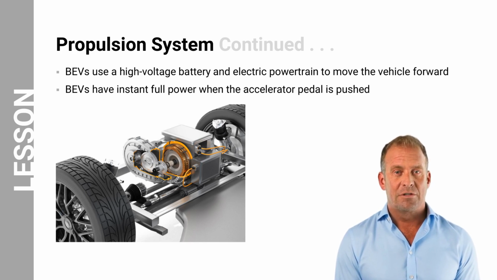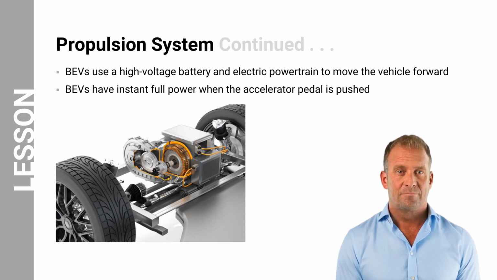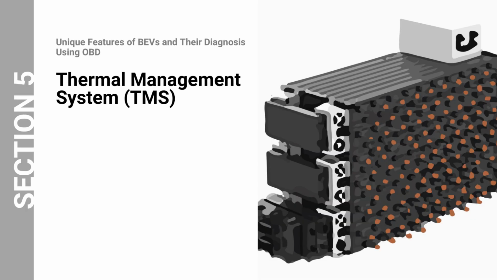BEV modules use different types of sensors that monitor data. A diagnostic trouble code, abbreviated as DTC, can be generated if one of those sensors receives invalid data. In this section, we will focus on the thermal management system, abbreviated as TMS, feature in BEVs.